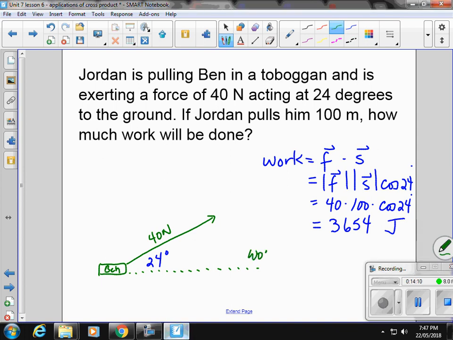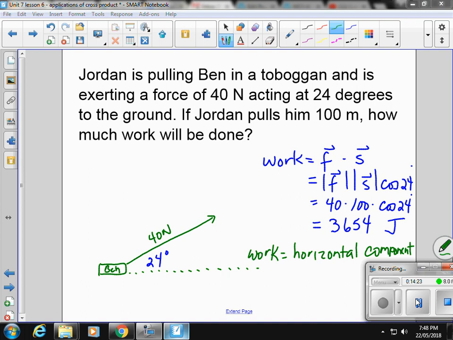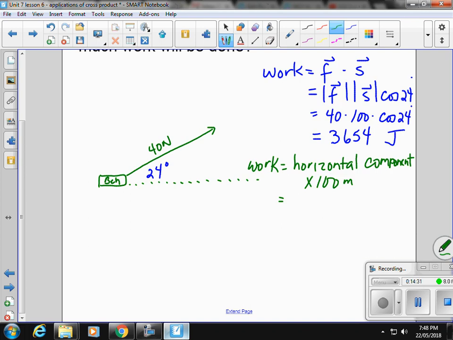For some of us, we would see that work being done is the horizontal component. How much of that force is going horizontally multiplied by 100 meters. So you're going to get to the same place, just maybe a slightly different way of thinking about it. The horizontal component would be 40 cos 24. And multiply that by 100 meters that we're pulling, you would end up with the same thought.